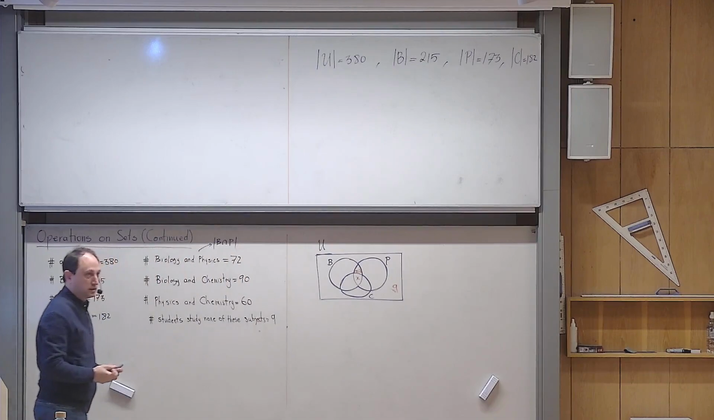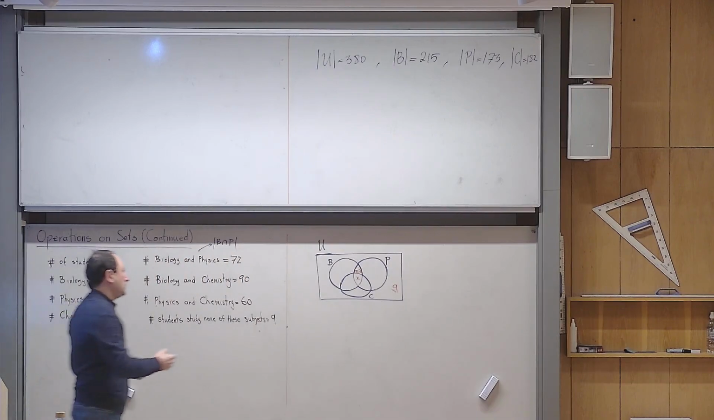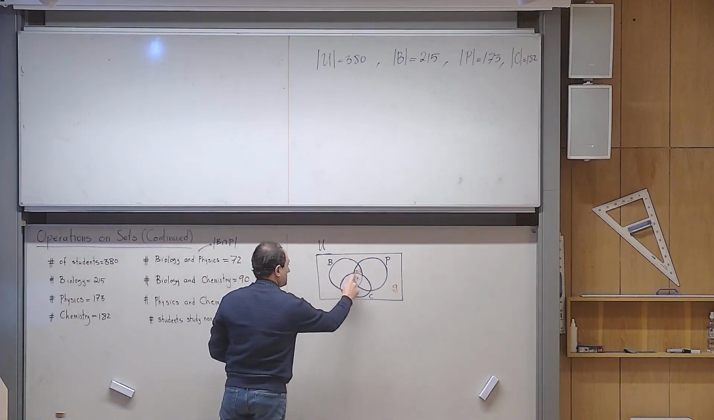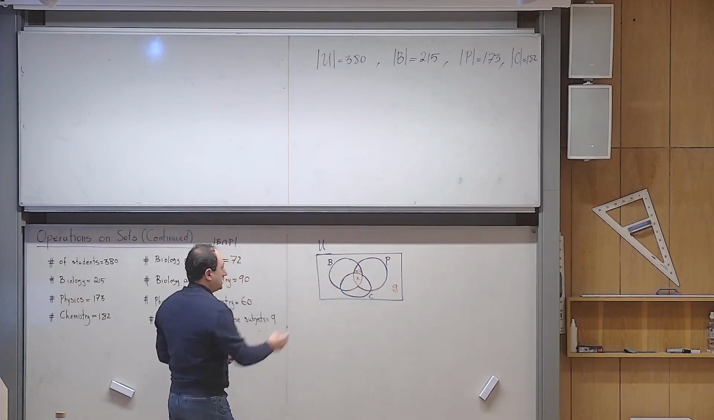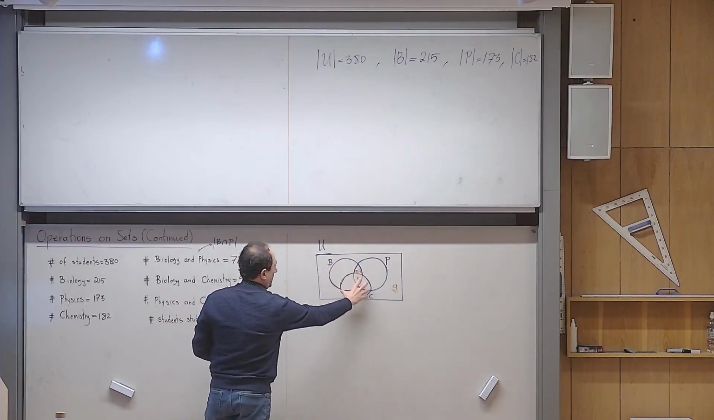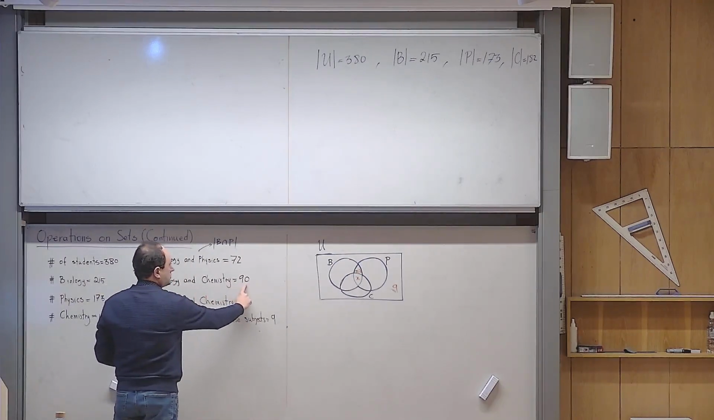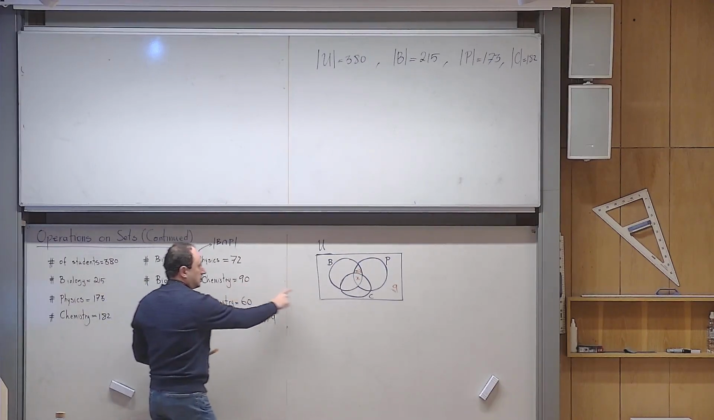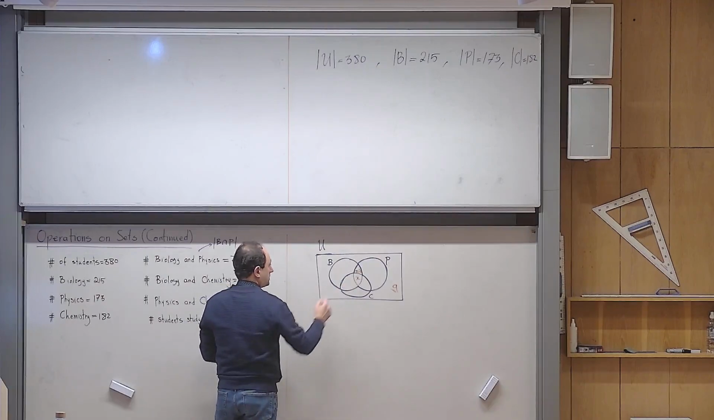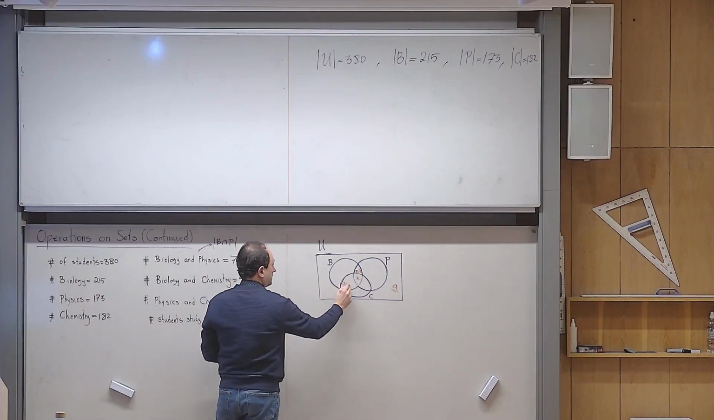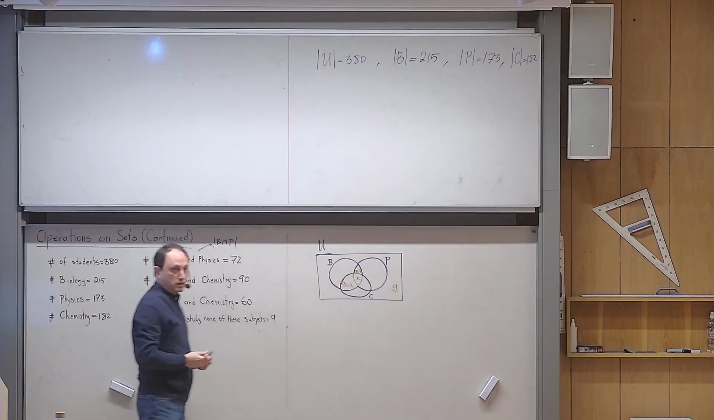Okay? And then we go here. What can I write for this part? This is between biology and chemistry. Biology and chemistry includes 90 students. If I take this one to be X, what happens here? It's 90 minus X.